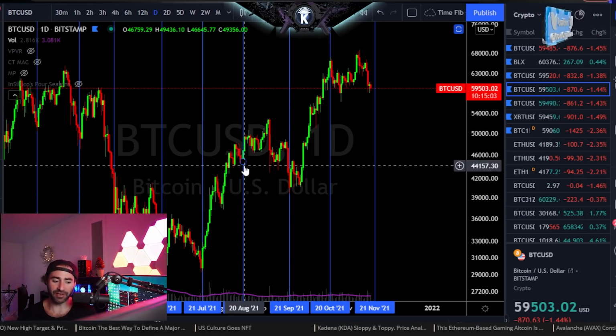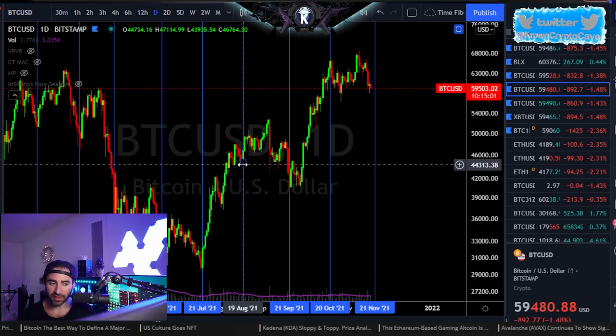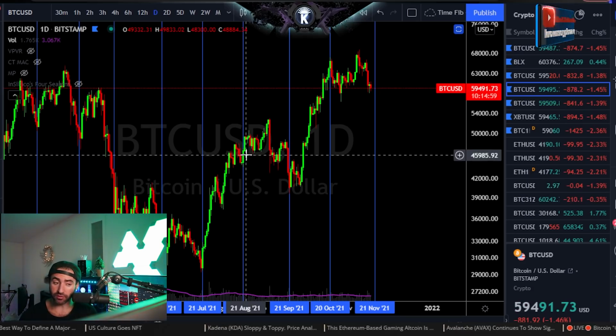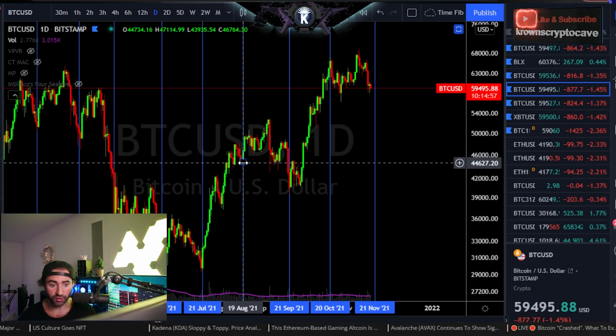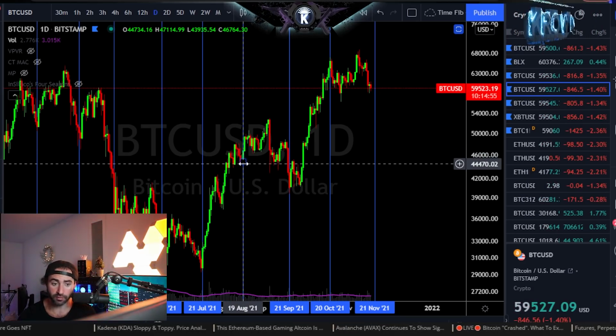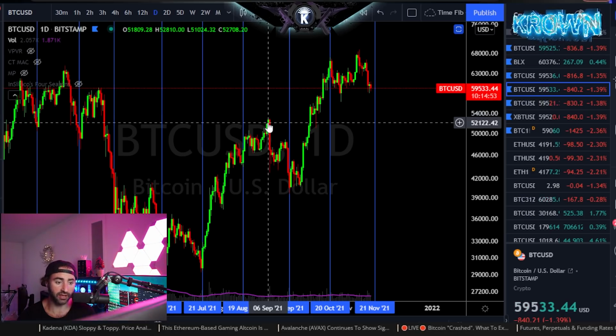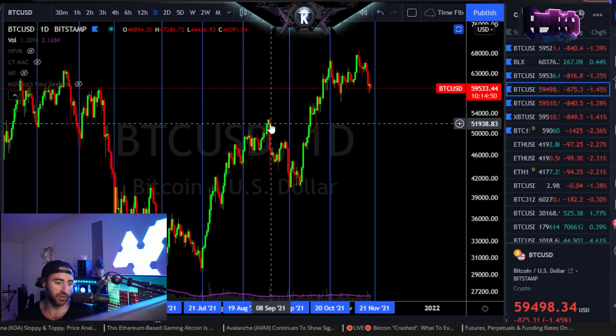What do we have over here in August on the 20th? A nice spike low right there. It doesn't look like much on log scale, but rest assured, this was an almost $10,000 move from 44,000 to 53,000 just a few weeks later.